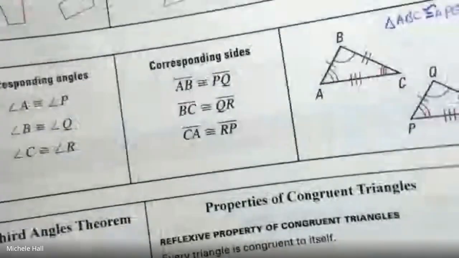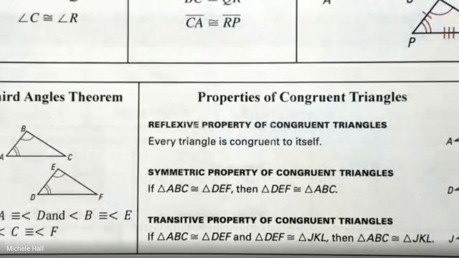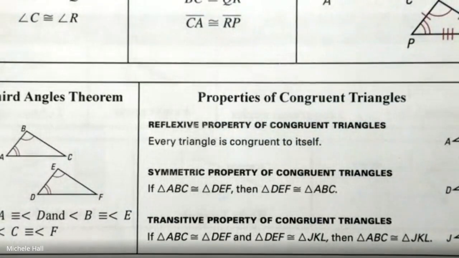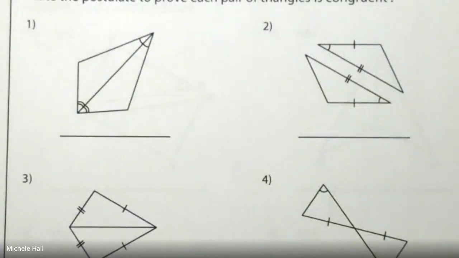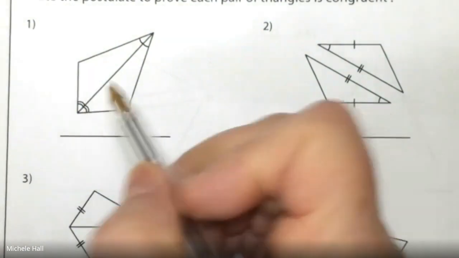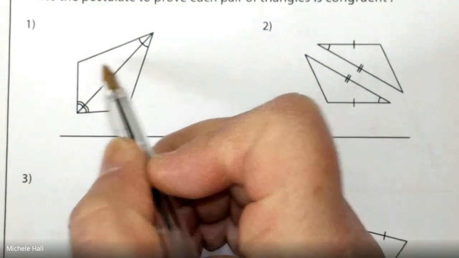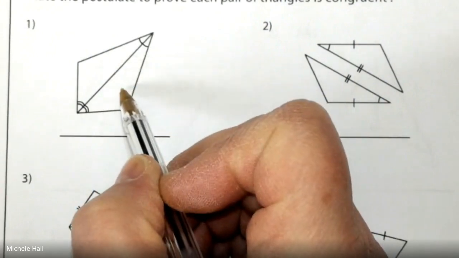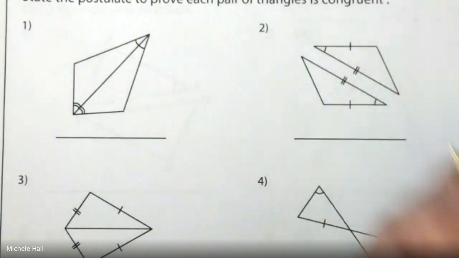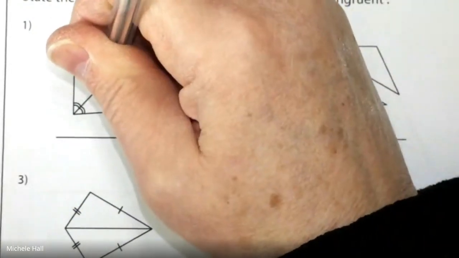But we've used it before, the reflexive property, when you have something that both share. In this picture, what do both of those triangles share? That would be the same in both triangles. Right here, this side. Is this side in the first triangle? Is this side in the second triangle? It's the same size, right? So it's congruent to itself.